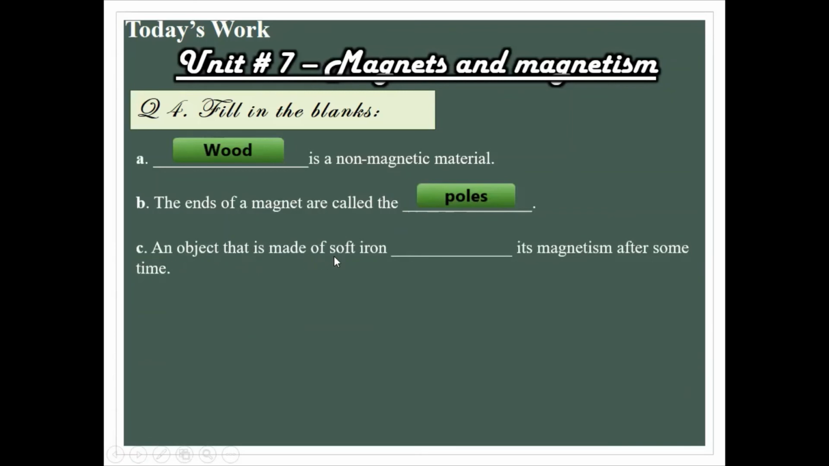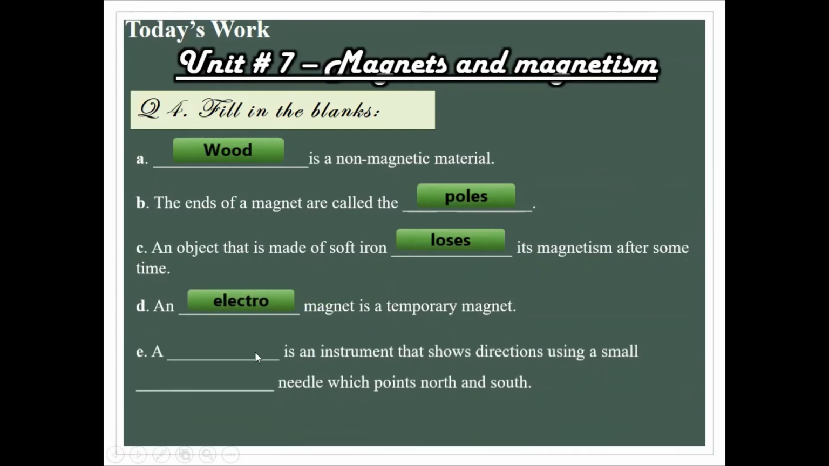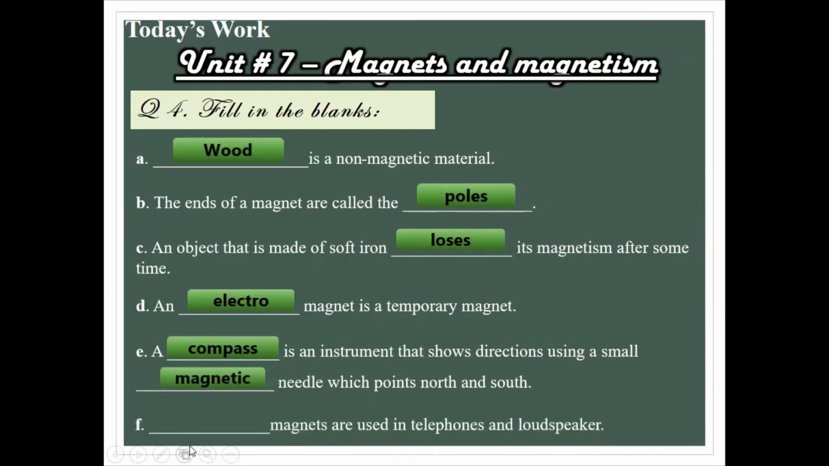An object that is made up of soft iron loses its magnetism after some time. Now, an electromagnet is a temporary magnet. A compass is an instrument that shows directions using a small magnetic needle which points north and south. Electromagnets are used in telephones and loudspeakers.